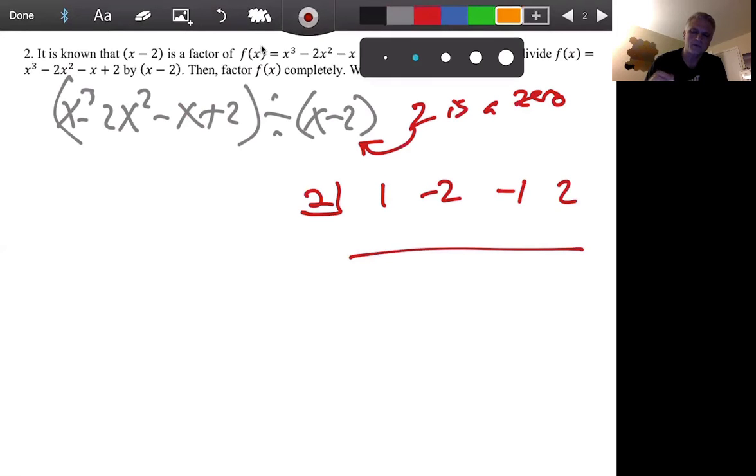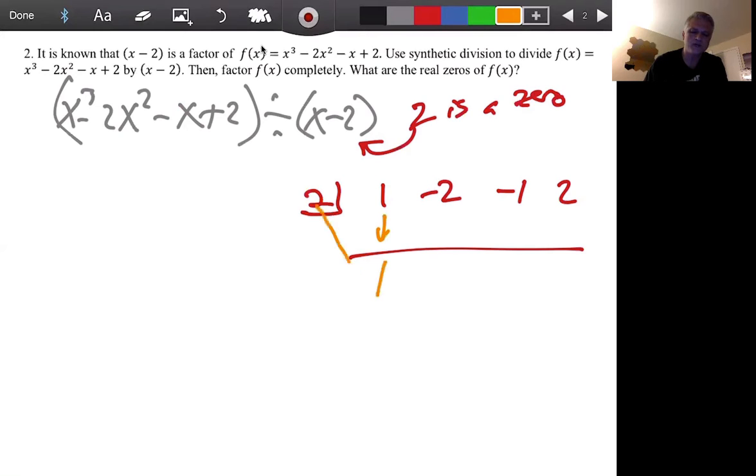Okay. So here we go. The algorithm for synthetic division. We bring our 1 down. 2 times 1 is 2. Put the 2 right there. Add vertically. Get 0. 2 times 0, we put your product right there. Add negative 1 plus 0. 2 times negative 1.